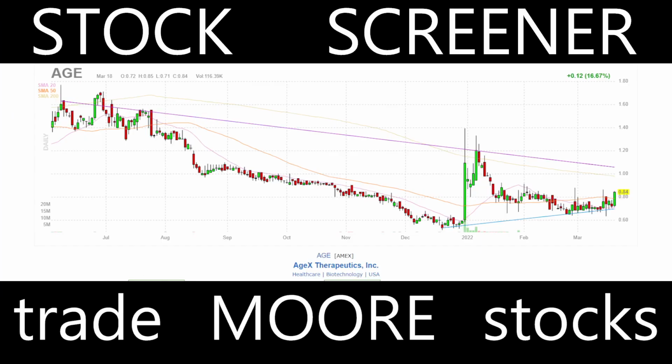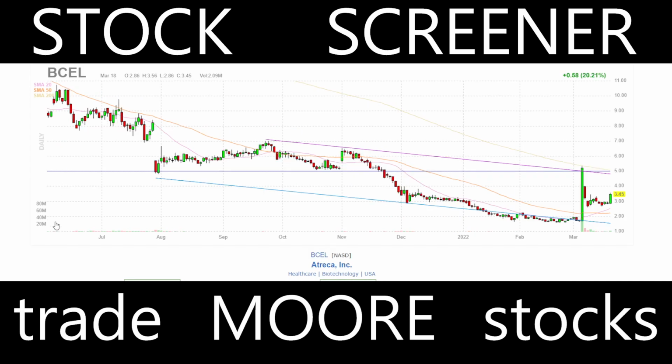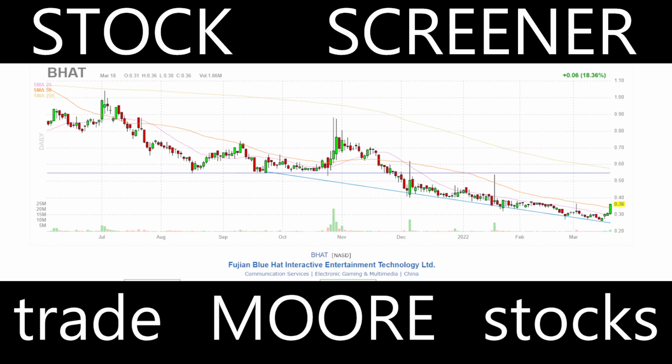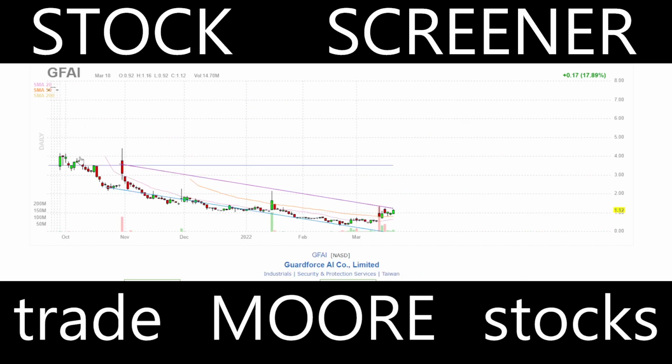Now let's look at the tickers one at a time. This AGE stock. As you can see, it has had previous spikes. This is BCEL stock. As you can see, it has had previous spikes as well. This is BHAT stock. As you can see, it has had previous spikes as well. This is GFAI stock. As you can see, it has had previous spikes as well.